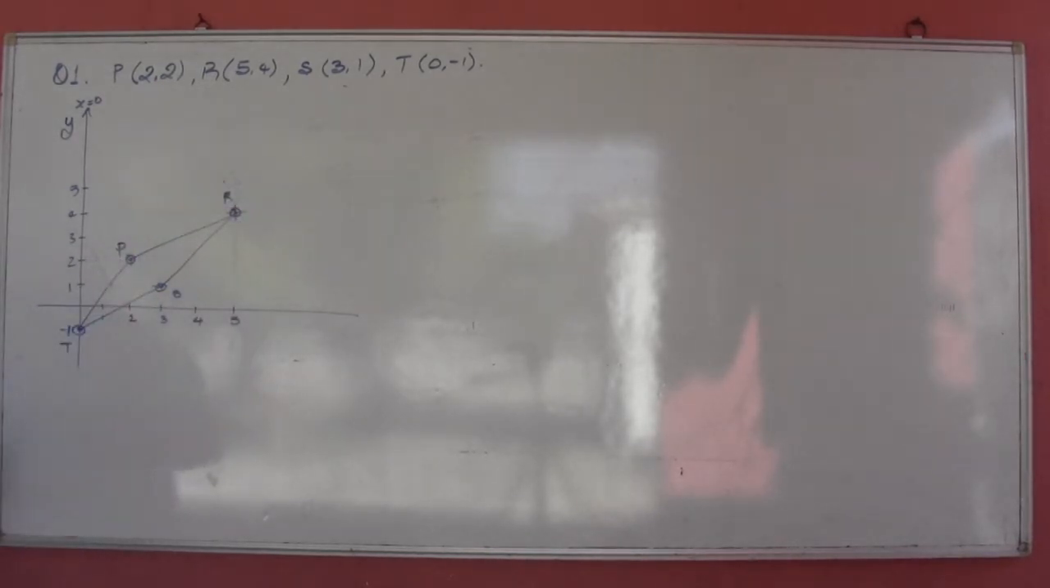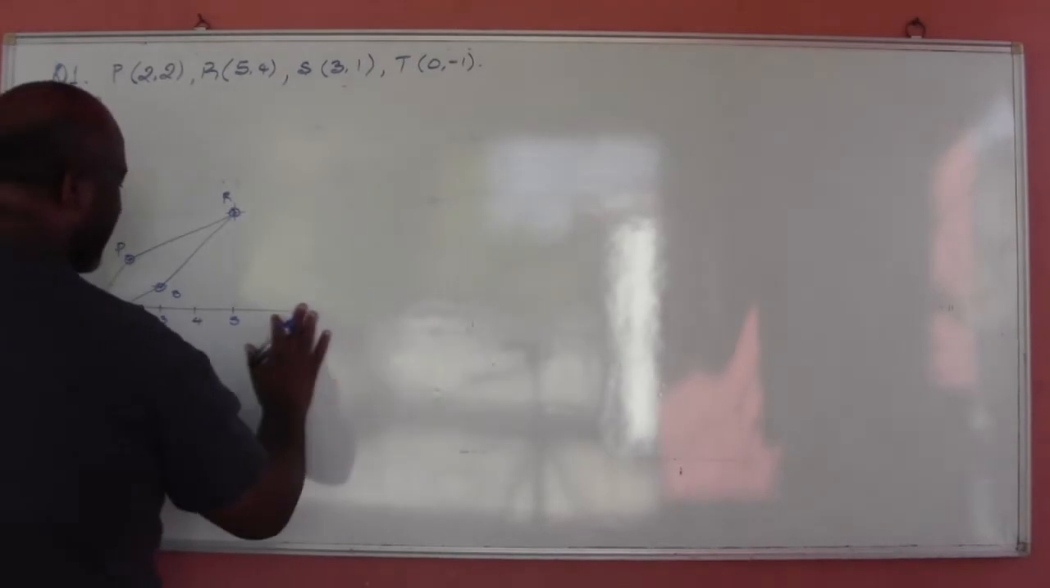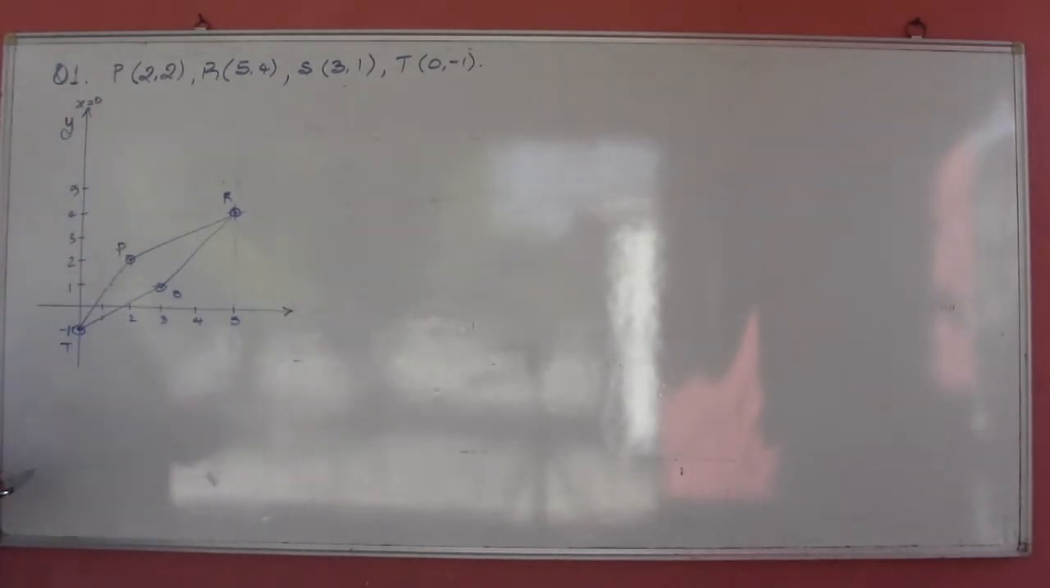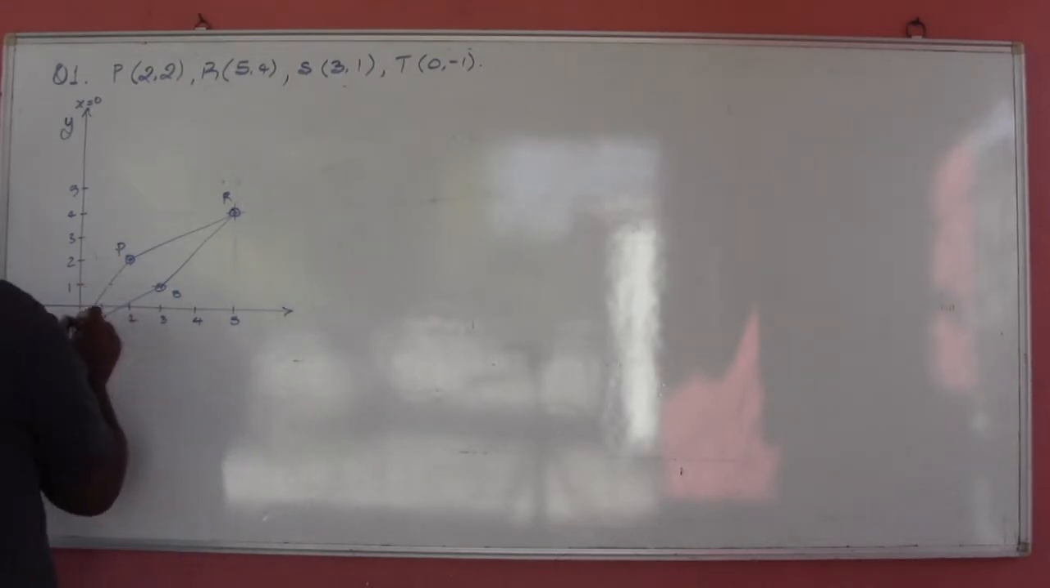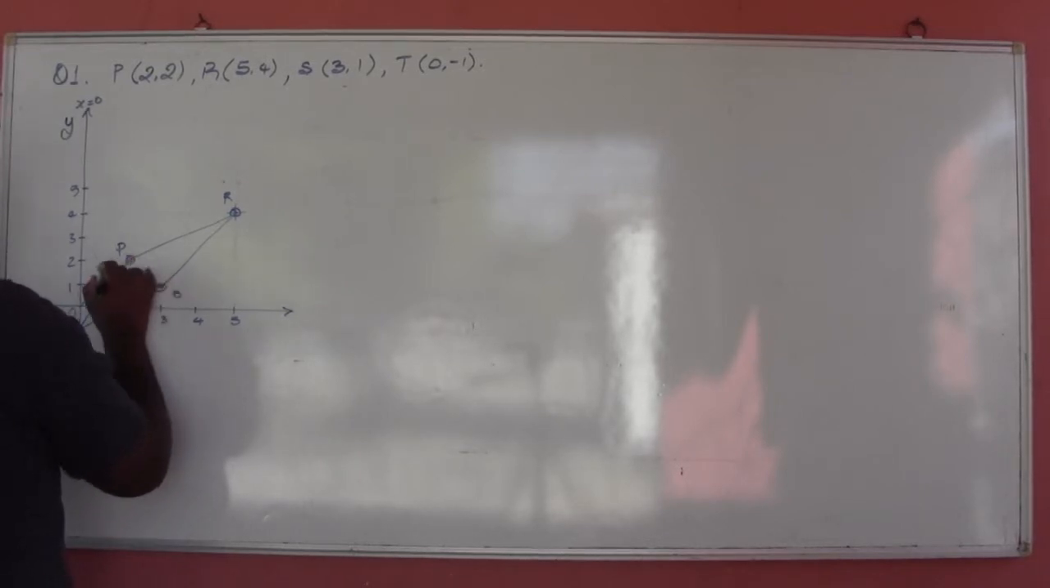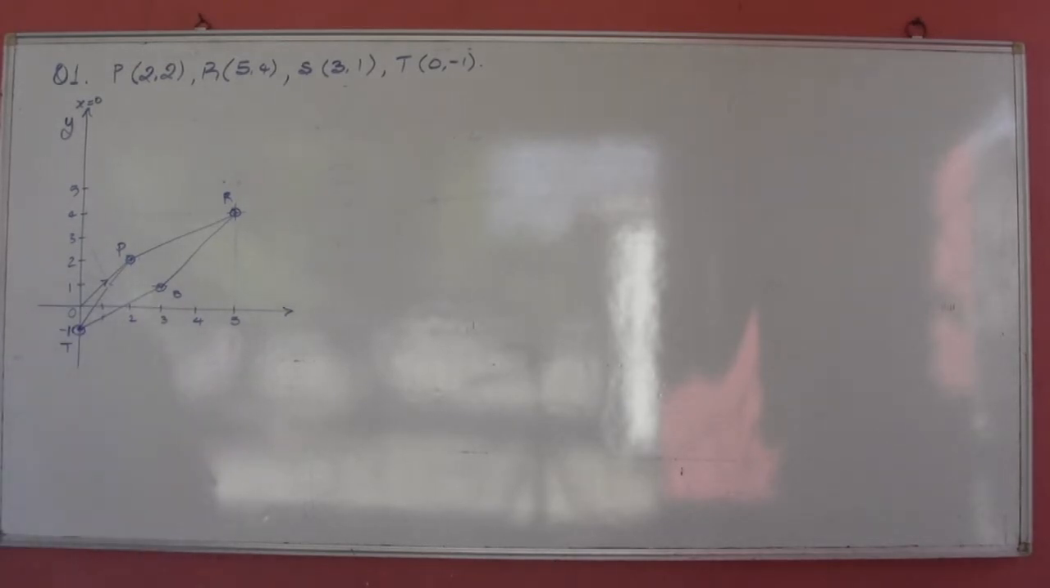Now, the first thing we're asked to do is write in the form x, y the position vectors of P, R, S, and T. First of all, a position vector is a vector that is tied to the origin. If I draw a line from the origin, which would be O, to P, that would be the position vector OP.